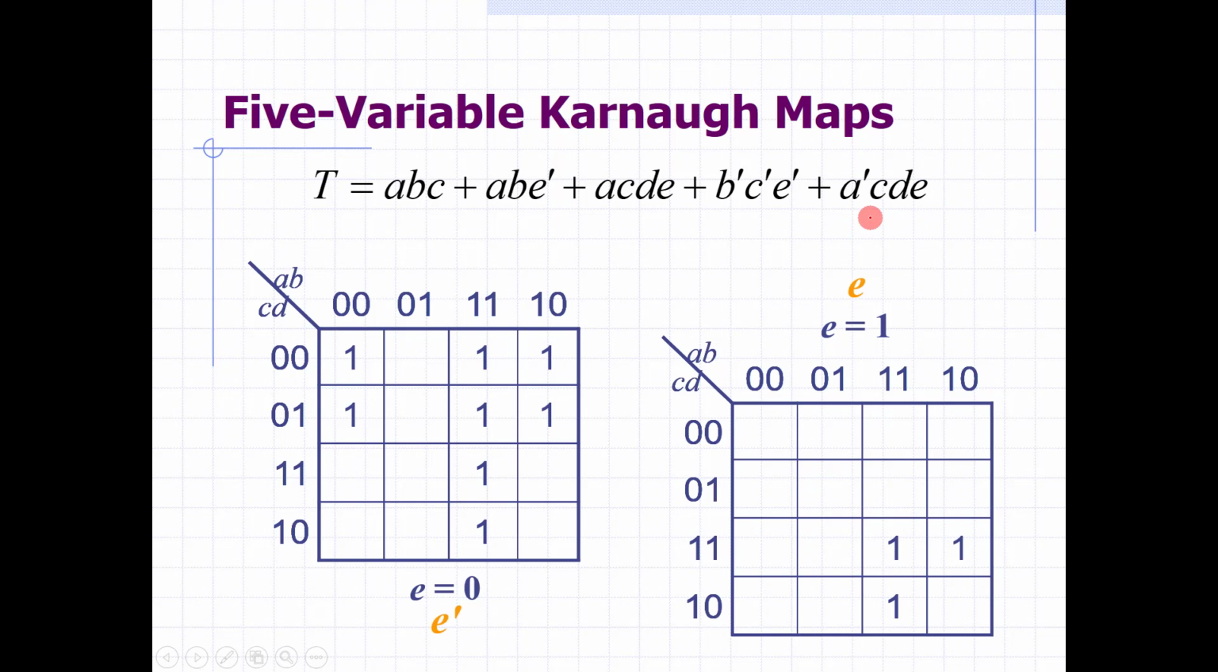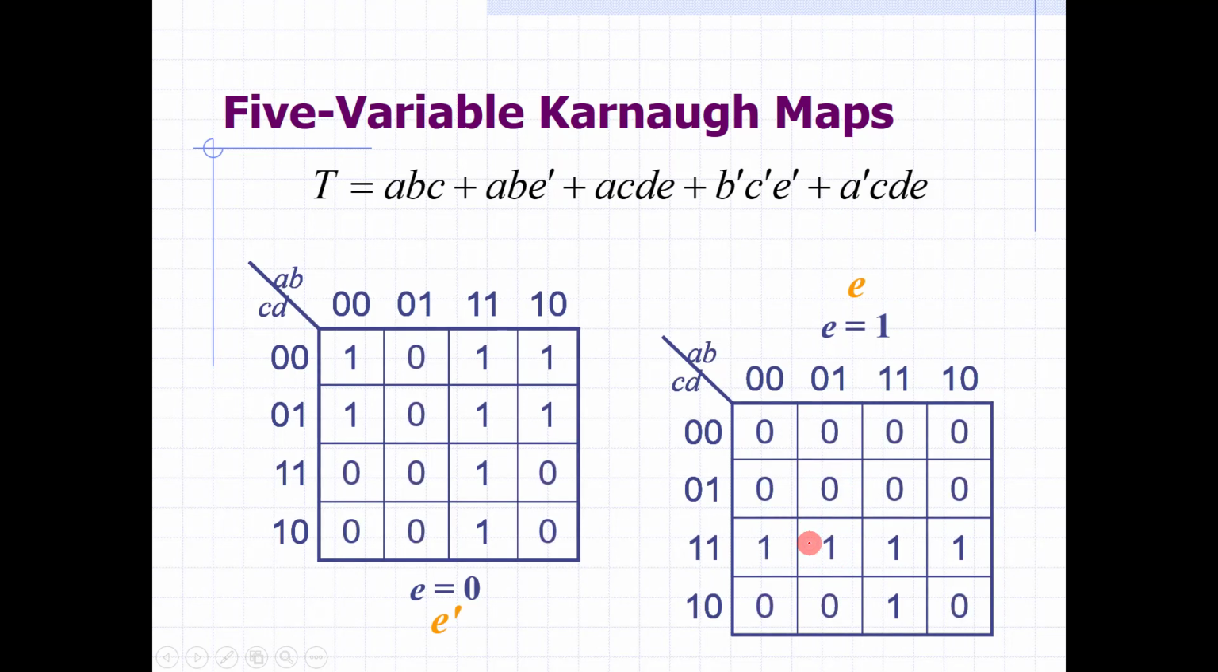Last term, we have A is not, so A will be 0. C is 1, D is 1, E is 1. So forget about the first picture because that's E is 0. And let's go to the second picture where E is 1. Now we want A 0, C 1, D 1. So A is 0 in the first 2 columns. And then we want to go to where C and D are 1. That's here and here. So that 4 variable term represents 2 ones. Everything else you just fill in with zeros.